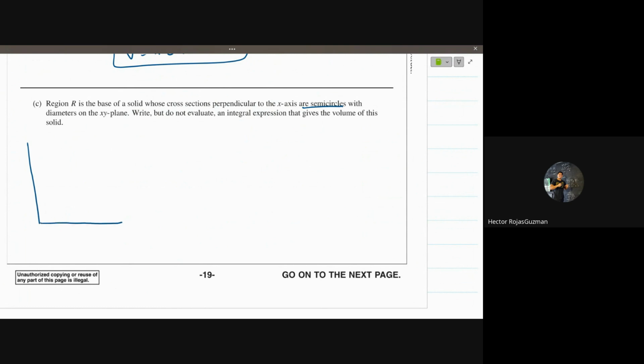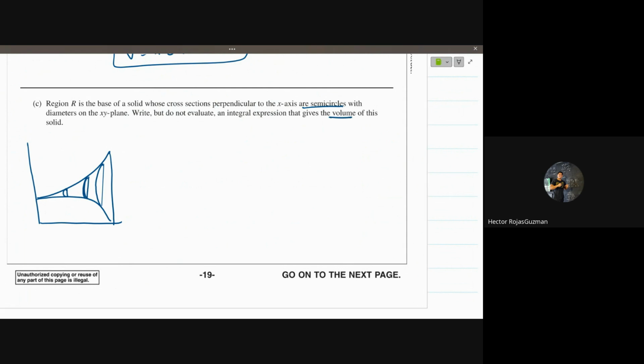A ver, miren. So here's region R again. Nice, region R. So now, dice que the base of the solid has cross-sections that are semicircles. So think about semicircles sticking up. So here's the diameter of the semicircle. And then here's the semicircle sticking up at you. Diameter, semicircle. And it's kind of harder for me to draw three-dimensional shapes, but hopefully you get the idea.